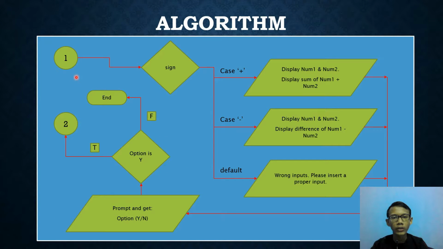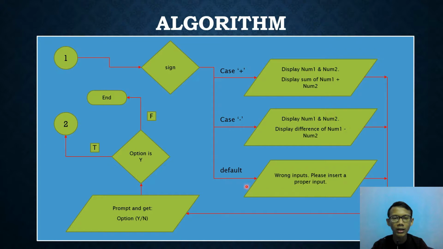Alright, so if all of the conditions are true, we can proceed to the switch statement. Here we will check for the sign. In the case of sign is plus, we can display number 1 and number 2 and then display the sum of number 1 and number 2. But in the case of sign is minus, we will display number 1 and number 2 and display the difference of number 1 minus number 2. And every switch statement needs to have a default. So here we can just put wrong inputs, please insert a proper input.